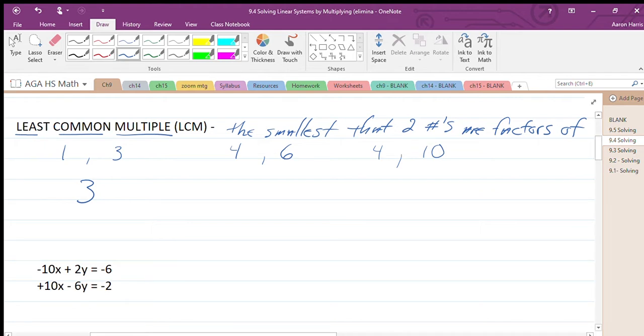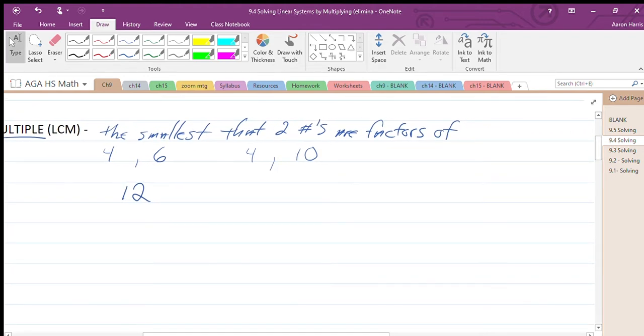What about 4 and 6? Well, 4 doesn't go into 6. But if I take 4 times 6 is 24. We know that both of them go into 24. But is that the smallest number that they both go into? Well, no. It would be 12. 12 divided by 4 is what? 3. 12 divided by 6 is what? 2. Both are even. Therefore, 4 and 6 are factors of 12. And it's definitely a lot smaller than 24.